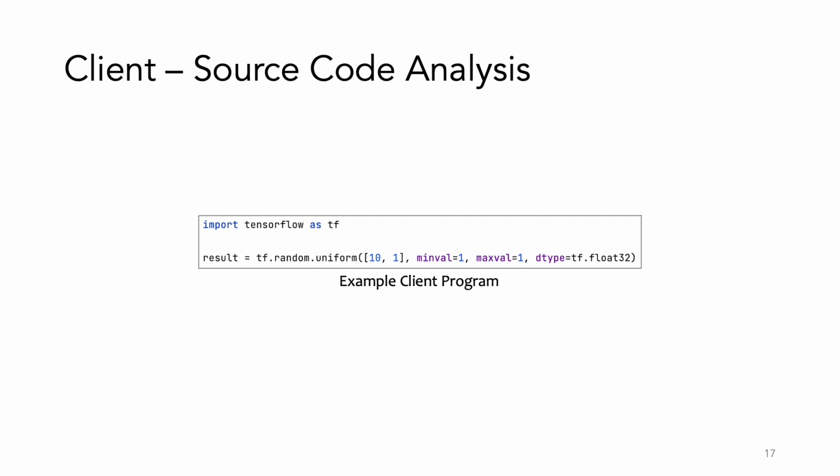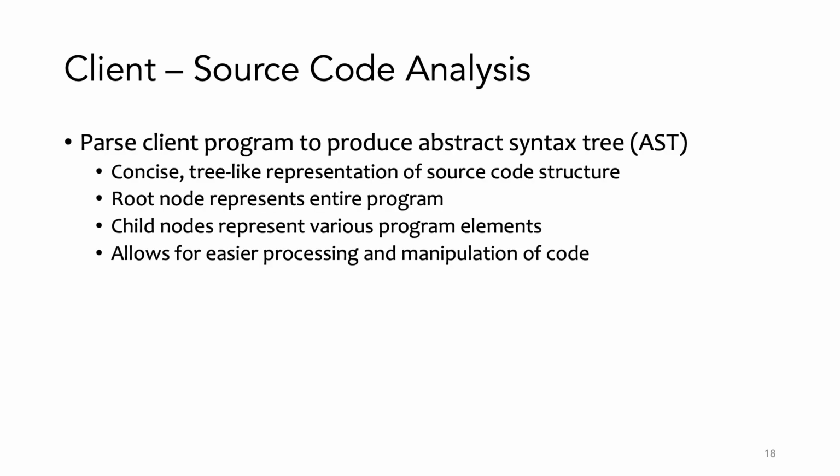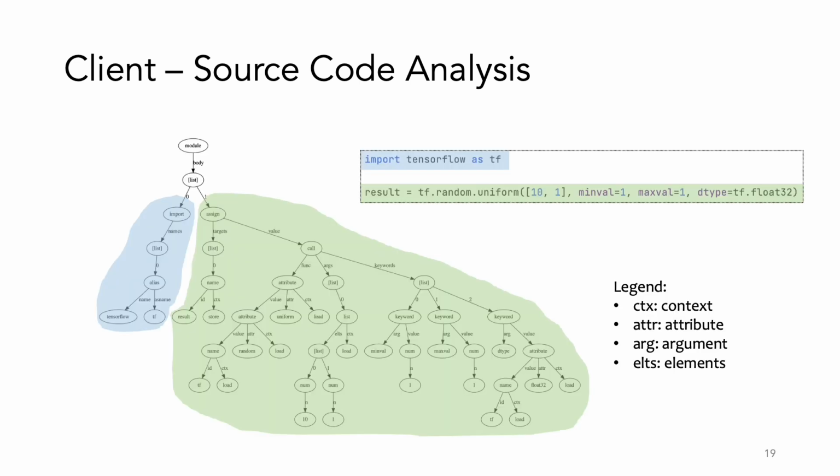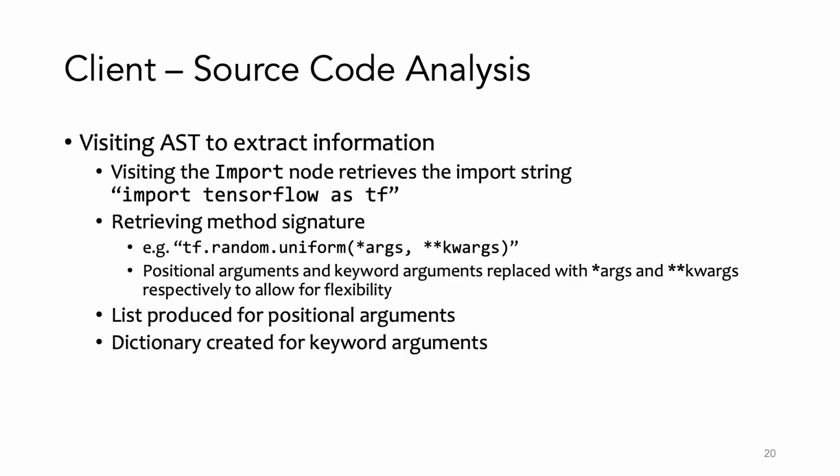To elaborate on what happens in the source code analysis stage at the client's end, we make use of this sample client program as an example. First, the client program is parsed to produce an abstract syntax tree, also known as an AST. This slide shows a visualization of the AST. With reference to the example of the client program, the first line, where TensorFlow is imported, is represented by the blue portion of the AST, and the second line, where the result assignment from running a method takes place, is represented by the green portion of the AST.